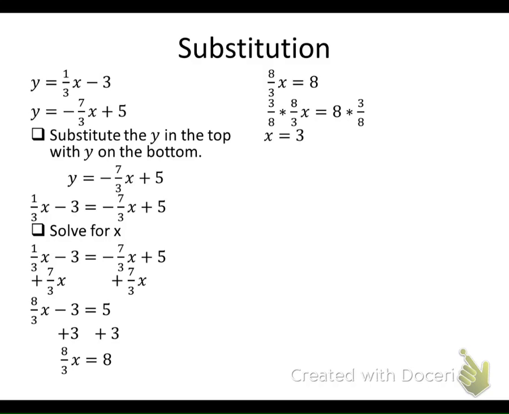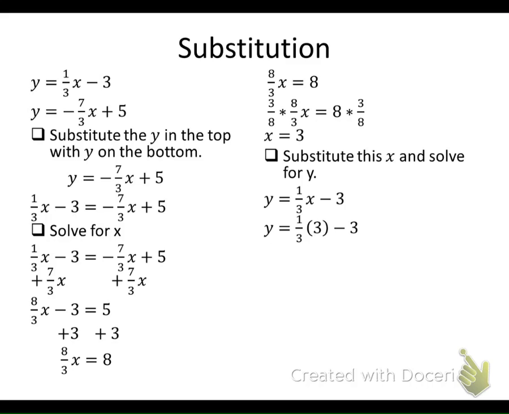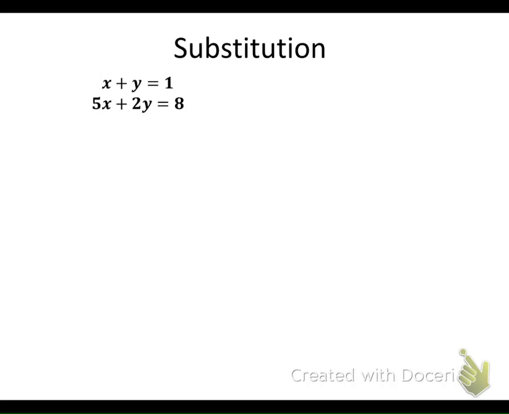Okay, now I need to take that x equals 3, pick one of my equations that I started with so that I can figure out y. So that's the equation I'm picking. I'm going to replace the x with a 3. 1/3 times 3 is a 1. 1 minus 3 is a negative 2. Write it as an ordered pair. So my x was a 3, y was a negative 2.